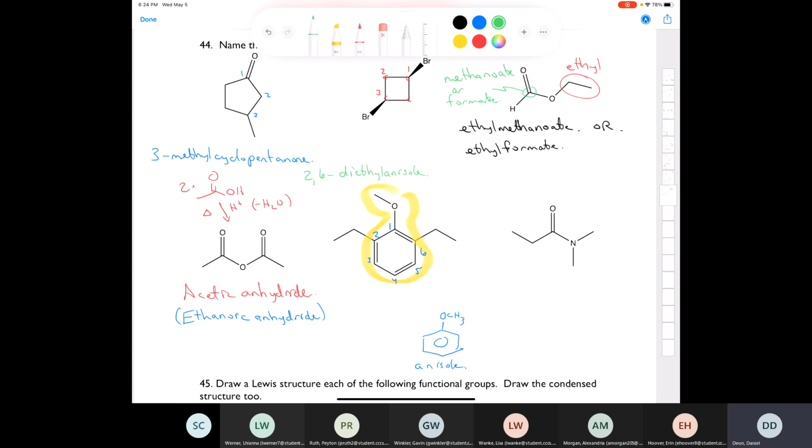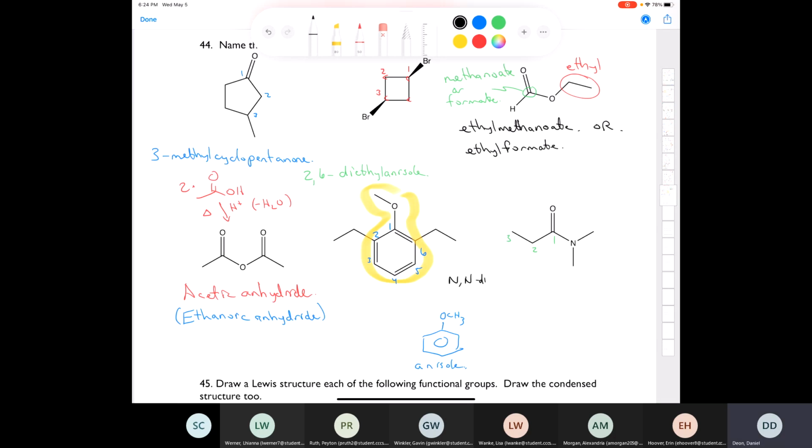And the last one is an amide. Amides are sometimes tricky, especially since this is a tertiary amide. You can see that you have 1, 2, 3 carbons in this chain over here. So this is some kind of propanamide or propionamide. Either one is fine. And we have 2 methyls on the nitrogen. So this is N,N.